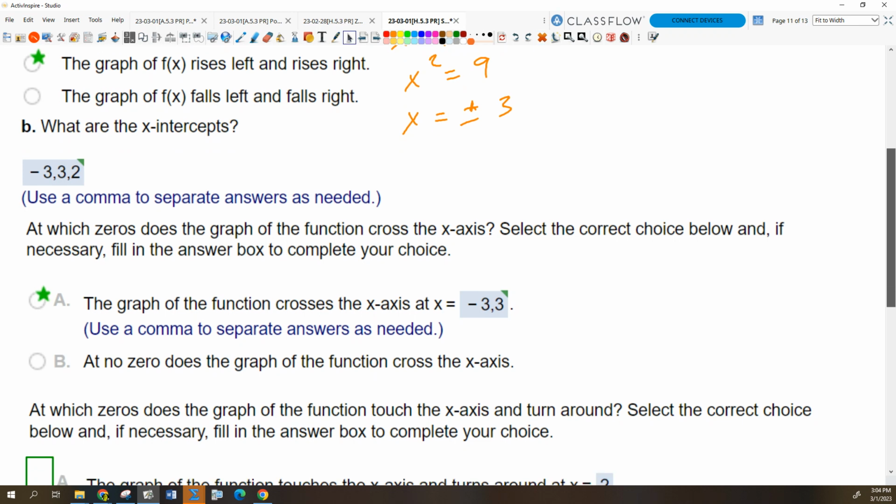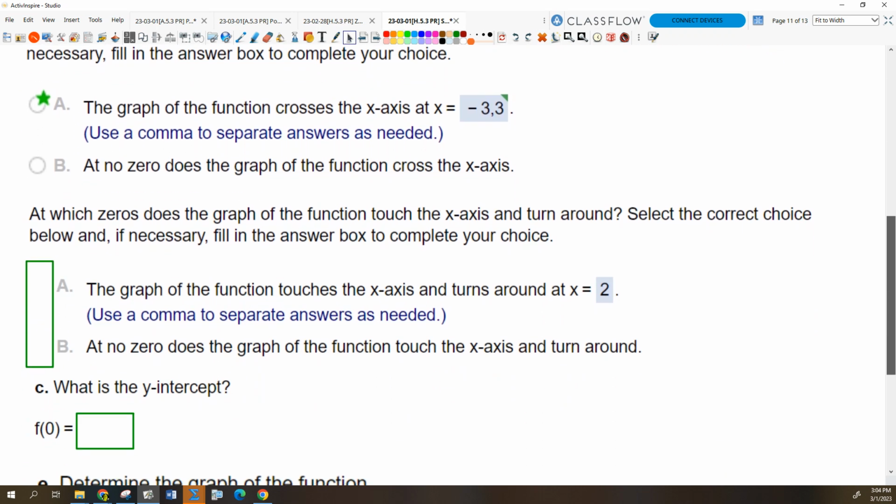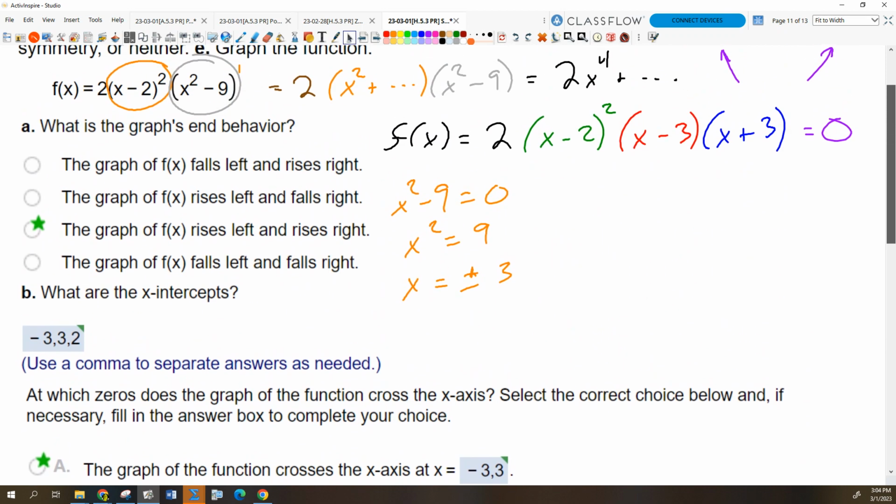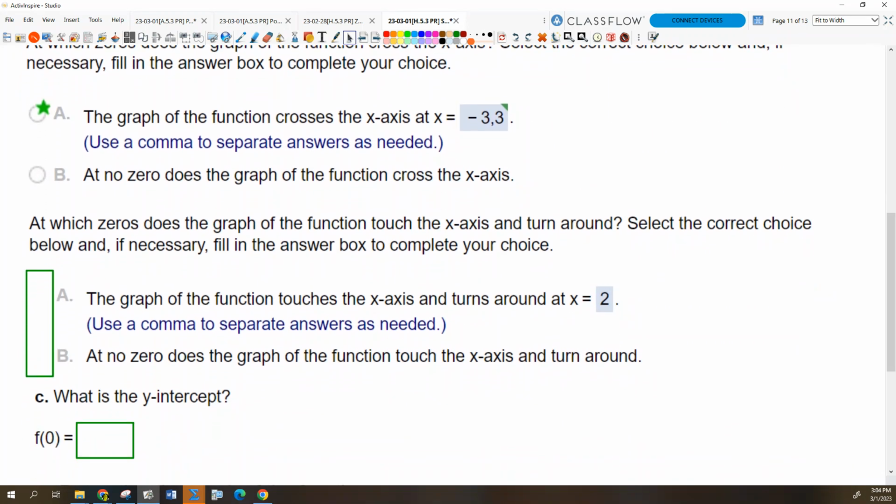Okay. Are there any places where the graph bounces, where it touches the x-axis and turns around? Where? At 2. I guess that one's already, we can already see that one, can't we? It's at 2, because that was the multiplicity of 2.